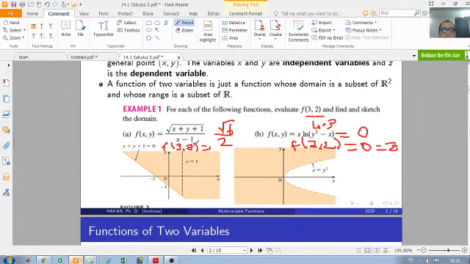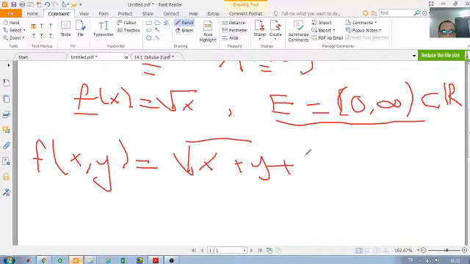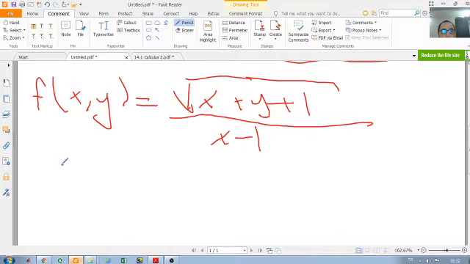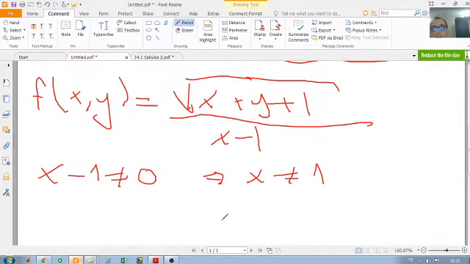So from here, first we understand that x minus 1 should not be equal to 0, which means, let's write here again, f of x, y is defined as square root of x plus y plus 1 over x minus 1. So from here we understand that x minus 1 is not equal to 0. Okay, so we have here x is not equal to 1 always. So we don't take all the points such that the first component is 1, because x will not be 1 for any point in the domain of this function.